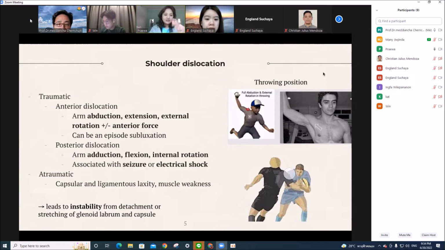And next, the non-traumatic type is due to capsular and ligamentous laxity or muscle weakness, so it's more common in patients with previous trauma or maybe the elderly. When there's a shoulder dislocation, it leads to instability, so the patient might easily have recurrent episodes of shoulder dislocation.